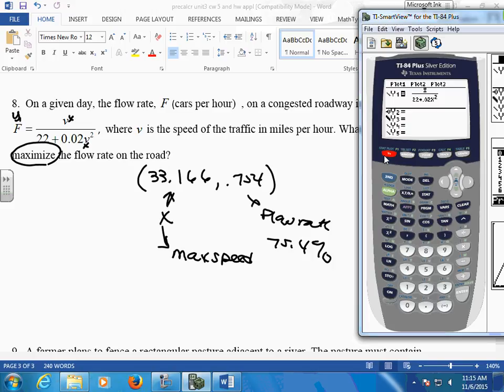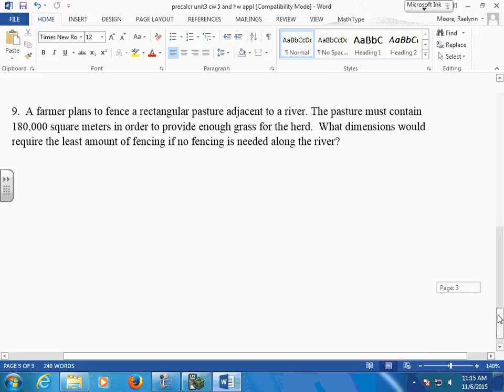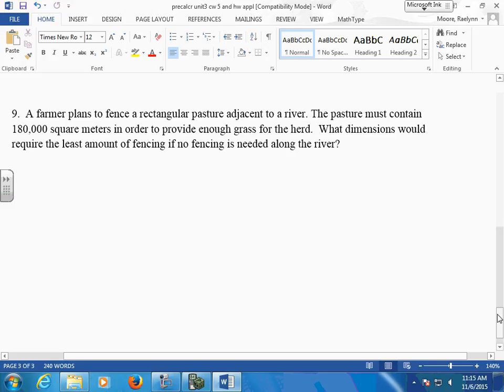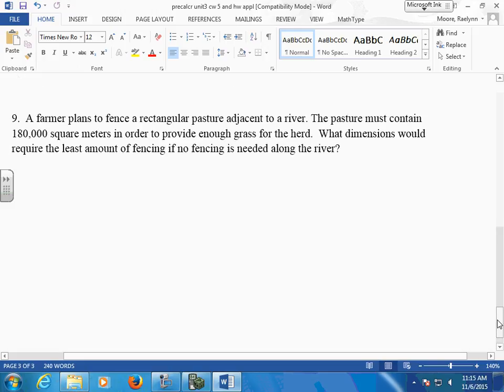All right, so you have another problem on there about a rancher or anything? Yeah, number 9. A farmer plans to, good, okay. Let's see if we can move on to our farmer. Is this the last one? Yeah. Okay, good. Again, we're going to draw a picture and see if we can make sense out of this.